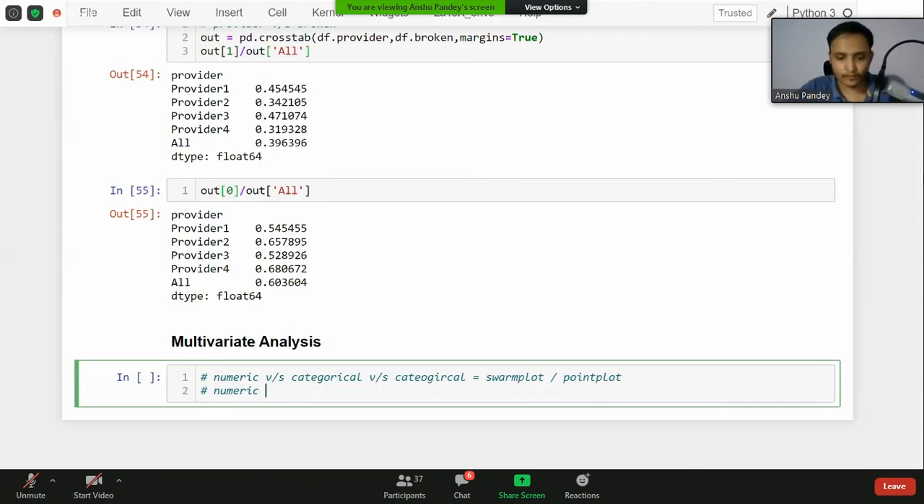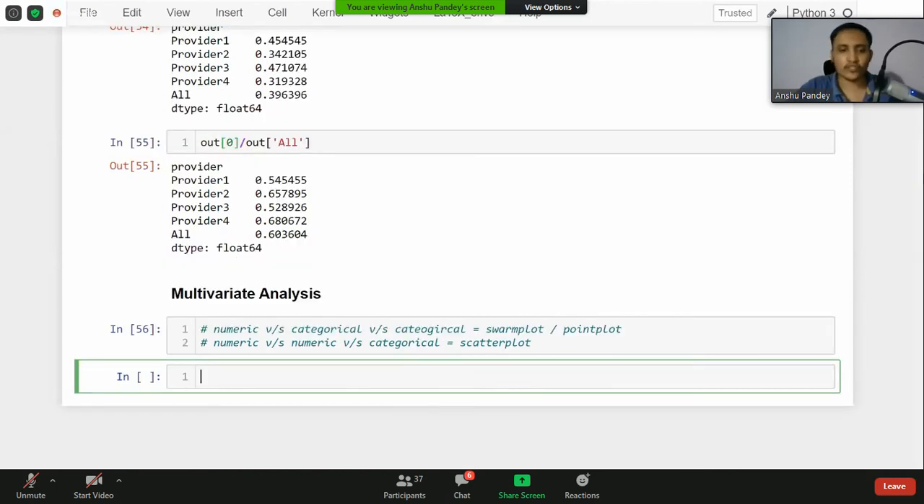When you compare numeric versus numeric versus categorical, that's where you would possibly want to use a scatter plot. So let's look at both situations with one example each, and try to understand how these comparisons might help us, and what kind of pattern we can extract out of those. That's some simple analysis we can make out of this. Let's go ahead with that.